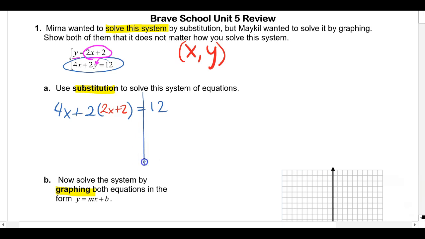Now I'm going to draw a line. Helps me stay organized. Now I've got these parentheses, so I need to do these first. And remember, parentheses mean multiply. So now I'm going to have 4x. Let's rewrite that. Plus 2 times 2x, 4x, then 2 times 2, positive 4, equals the same number, 12.